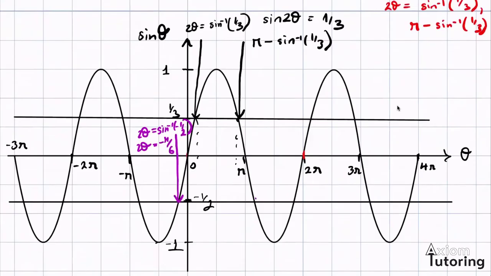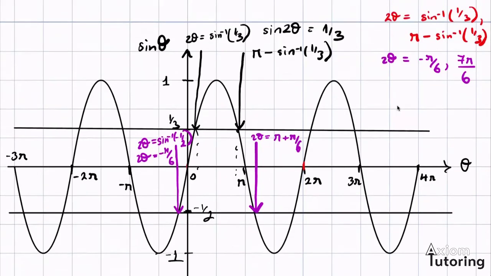And again, we have another solution here from the symmetry of the graph. That's 2 theta equals pi plus pi over 6. Okay, so that's 7 pi over 6. And so I'll write that there as well. So 2 theta is also equal to minus pi over 6 and pi plus pi over 6. Let me just write that as 7 pi over 6.